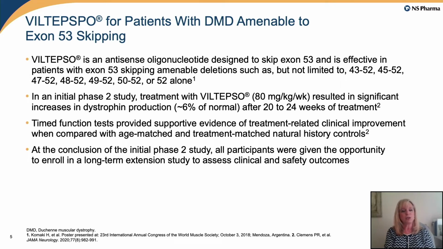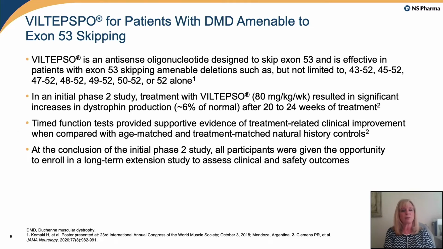In our initial phase 2 study, we looked at treatment with Viltepso at 80 milligrams per kilogram per week, and this resulted in significant increases in dystrophin production. The mean dystrophin production in the group of 8 patients was approximately 6% of normal once they had completed 20 to 24 weeks of treatment.